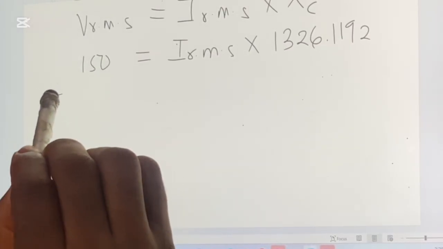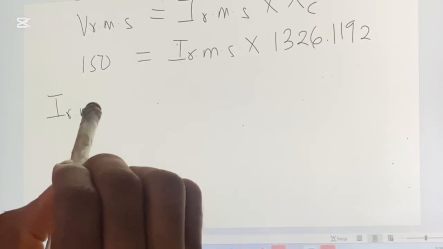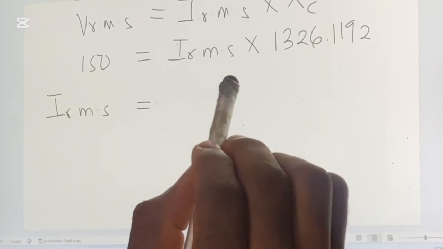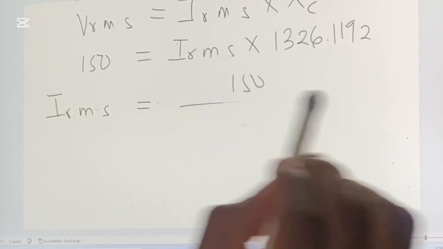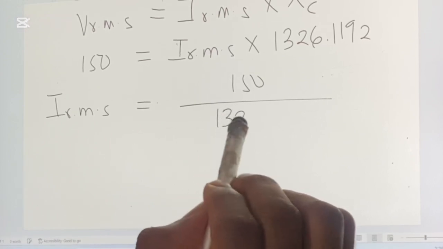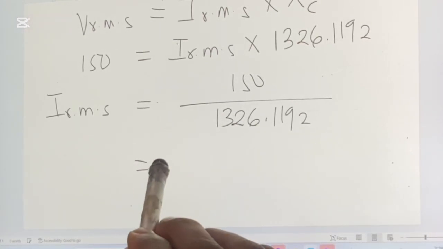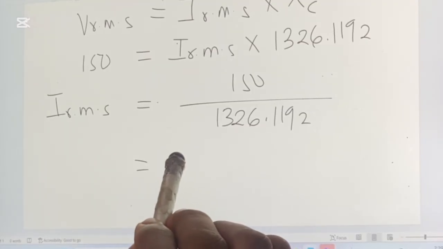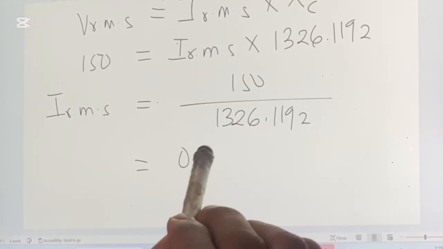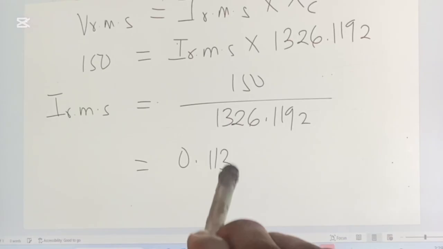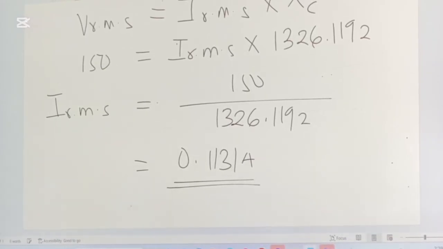So class, make the root mean square current the subject of the formula. That means the root mean square current will be equal to 150 divided by 1326.1192. So when you punch your calculator, I will have the answer as 0.1131 amps. Please take note of this, okay?